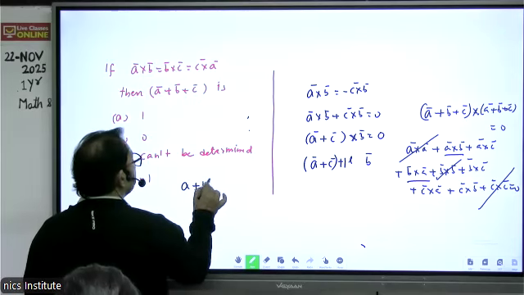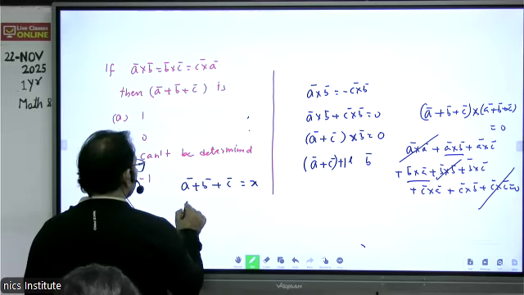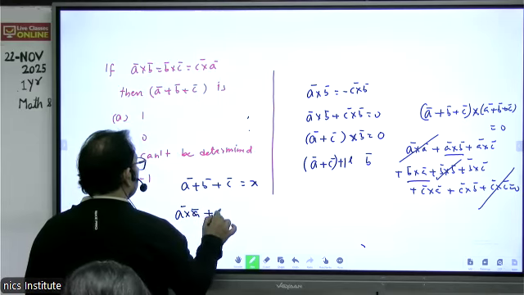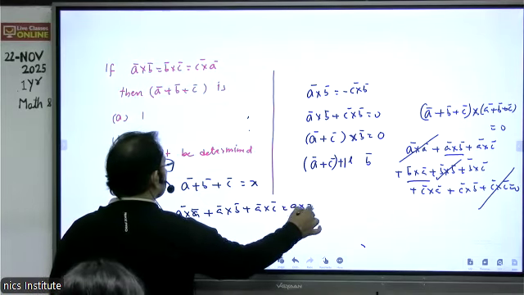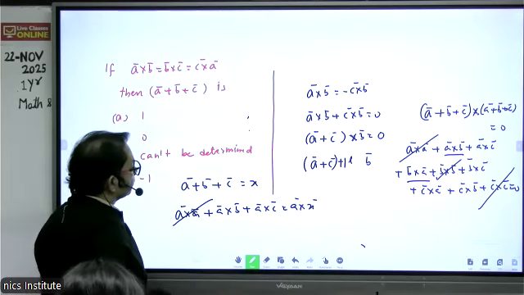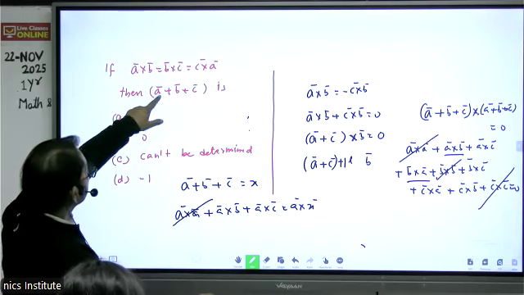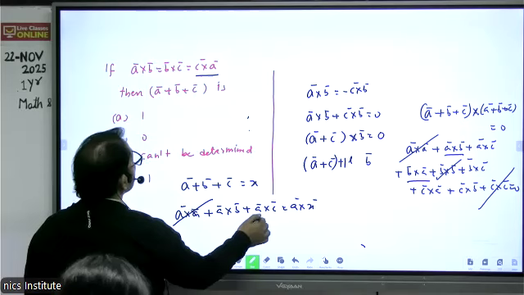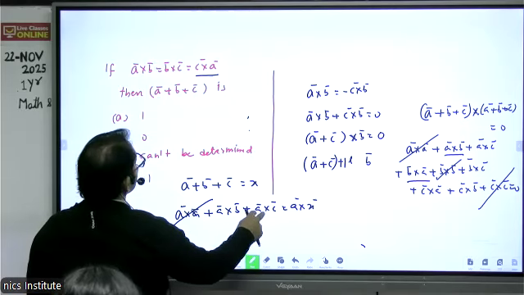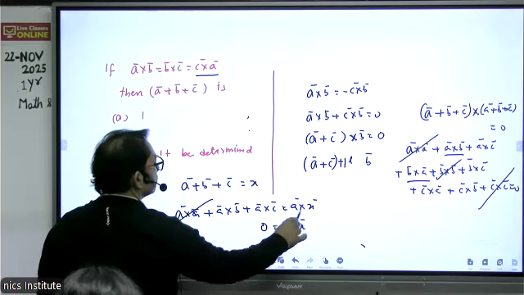See, if I take A plus B plus C is equal to say X vector, and I cross multiply with A, you know, so I get A cross A, A cross B, and A cross C equal to A cross X. This is 0. Then it's been given that A cross B is C cross A. That is, this and this will cancel. A cross C would be minus C cross A. So this and this will cancel out. So that will give you A cross X is equal to 0.